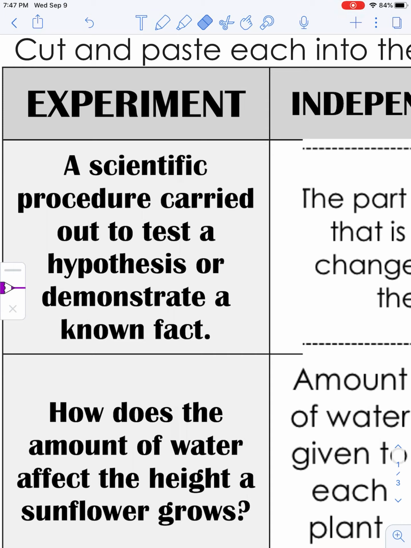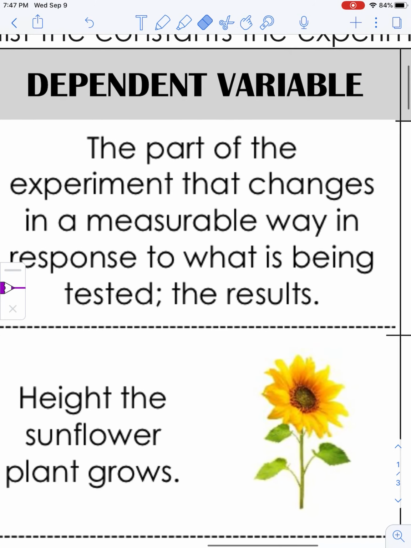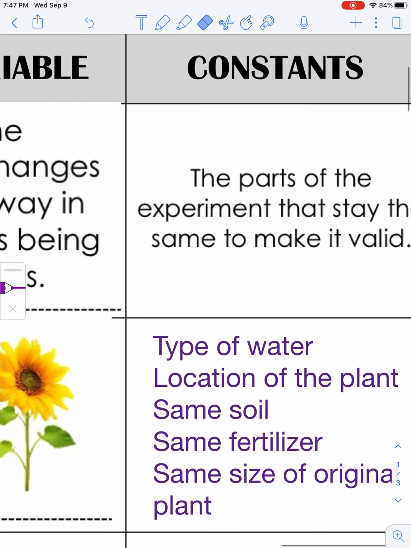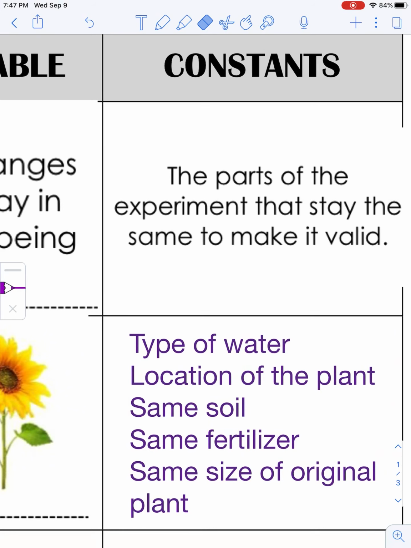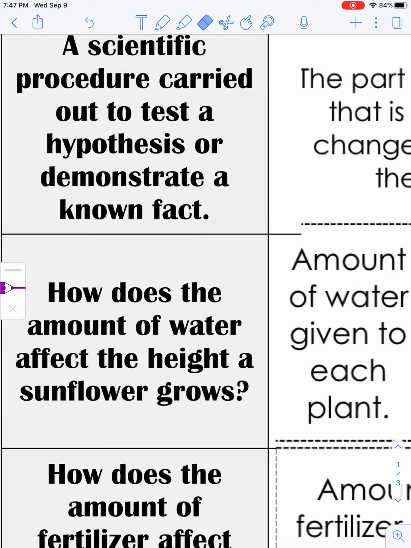So the definition for the experiment was a scientific procedure carried out to test a hypothesis or demonstrate a known fact. Your independent variable is the part of the experiment that is manipulated or changed in order to test the hypothesis. The dependent variable is going to be the part of the experiment that changes in a measurable way in response to what is being tested. So it's going to be the results. Your constants or your controls are going to be the part of the experiment that stay the same to make it valid.